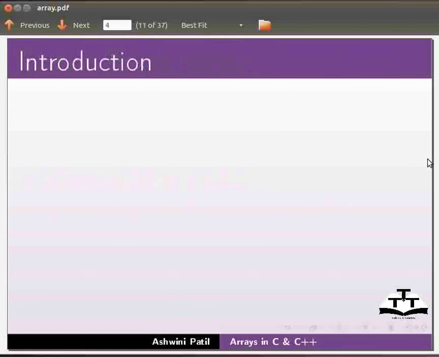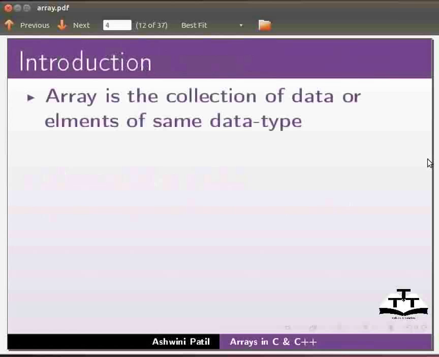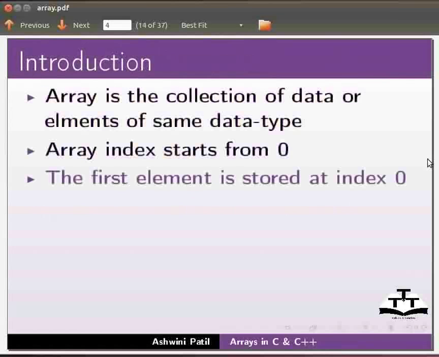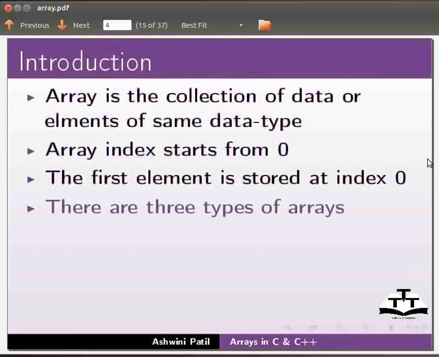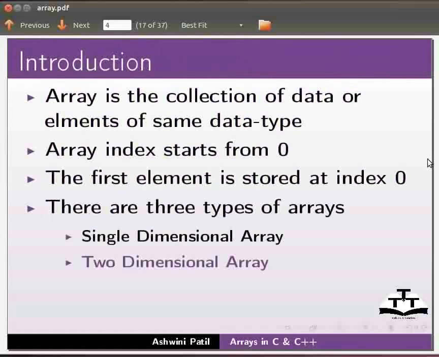Let us start with the introduction to array. Array is the collection of data or elements of same data type. Array index starts from 0. The first element is stored at index 0. There are three types of arrays: single-dimensional array, two-dimensional array, and multi-dimensional array. We will be discussing single-dimensional array in this tutorial.